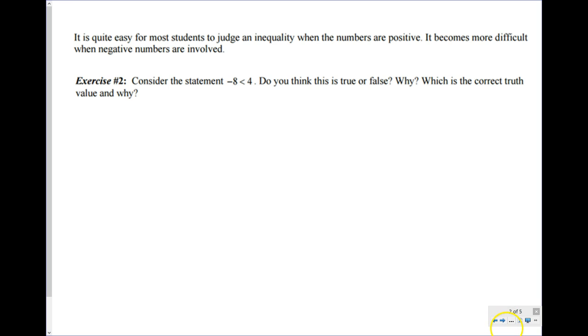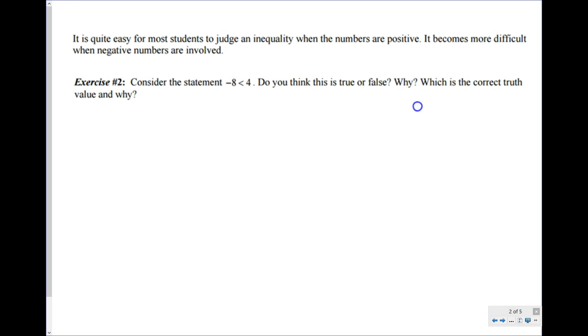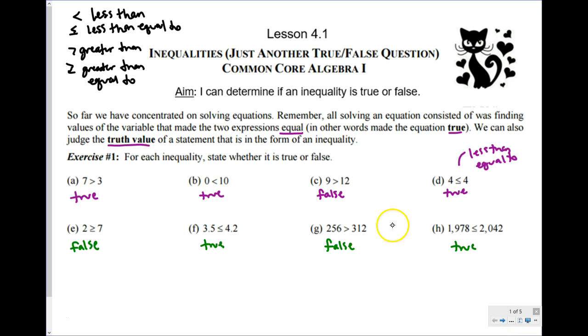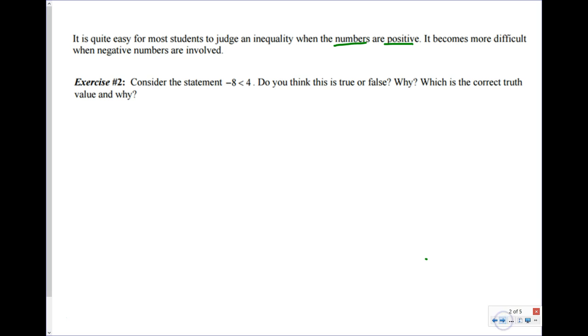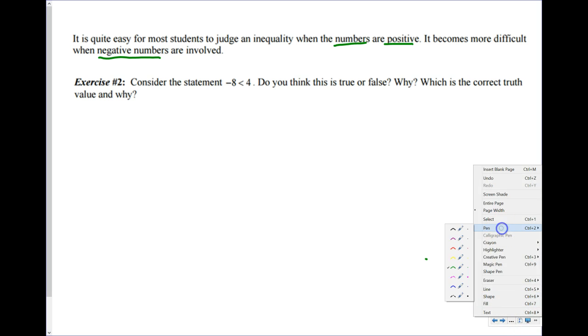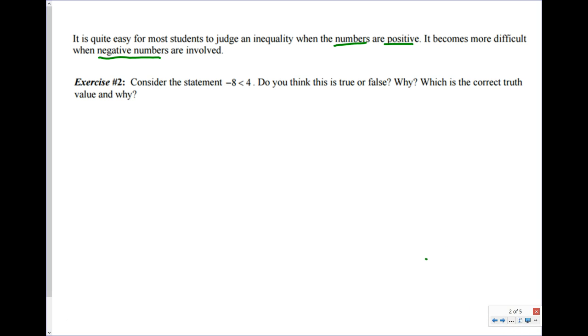It's quite easy for most students to judge an inequality when the numbers are positive. Okay, that's like all of these numbers we just talked about were positive, right? It becomes much more difficult when negative numbers are involved. Consider the statement, -8 is less than 4. Do you think this is true or false? Why? Well, when you first see this, you think, oh, 8 less than 4? Wait a second, 8's a bigger number than 4, so this must be false. But we are thinking about -8 as being less than 4.